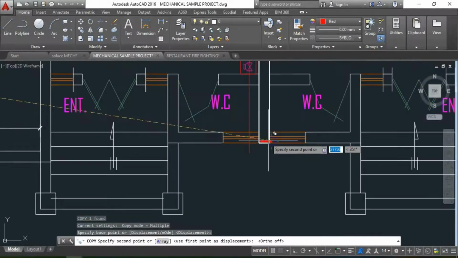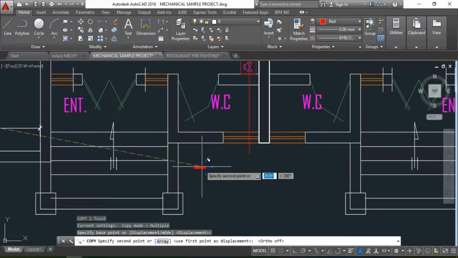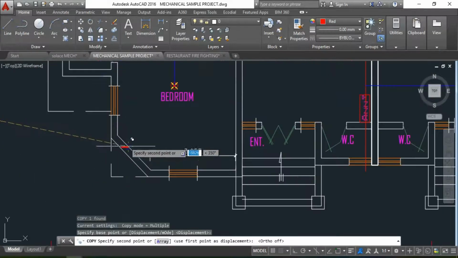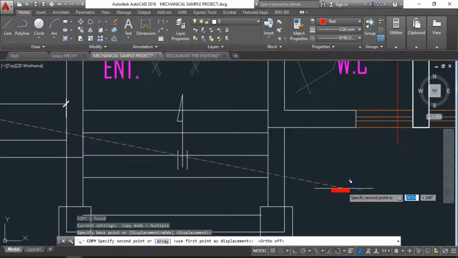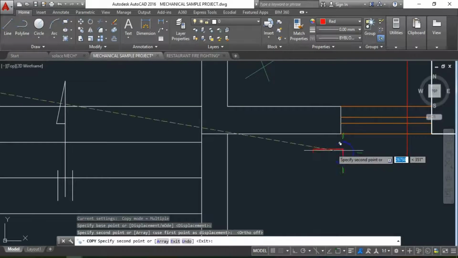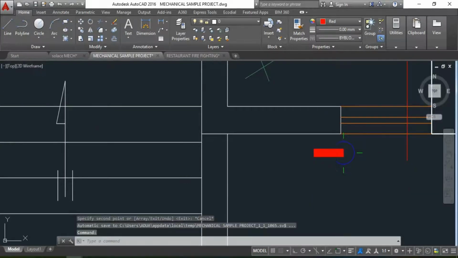Since this is just a single web wall, I don't think it will be easy. So let's consider placing it here. Okay, let's place it here.